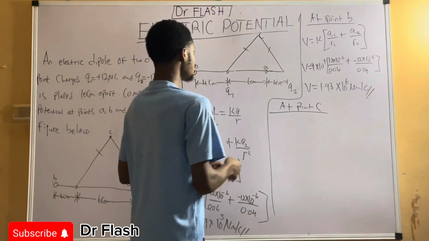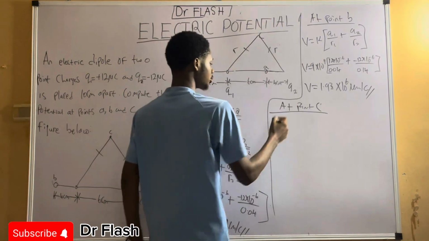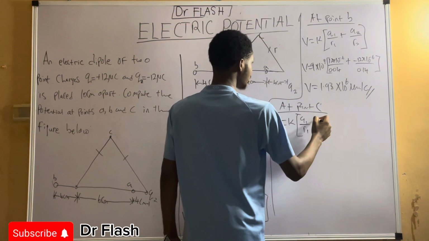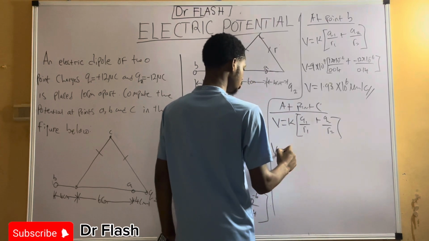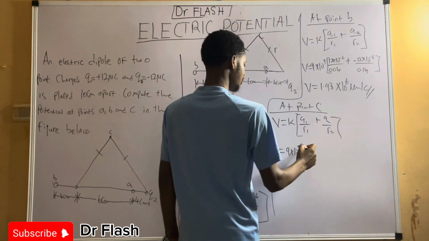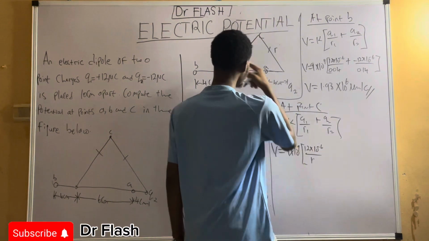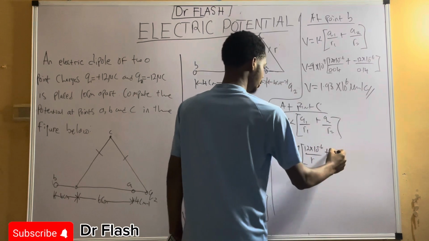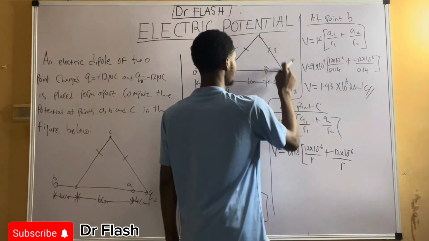Let's see what we're going to get. So let's say the distance from here to here is R and from here to here is R. They are both equal. Using the same formula on the board, V equals K in bracket Q1 divided by R1 plus Q2 divided by R2. So V equals K, which is 9 times 10 to the power of 9, in bracket, Q1 is 12 times 10 to the power of minus 6, the distance is R, which is from here to here, and then plus Q2, which is minus 12 times 10 to the power of minus 6, divided by the distance, which is also R, from here to here.